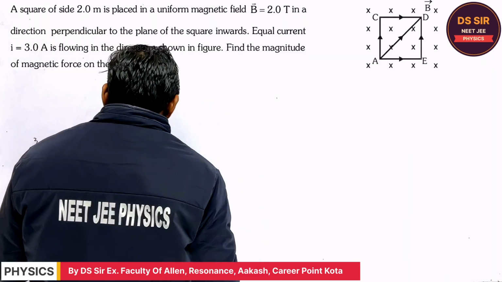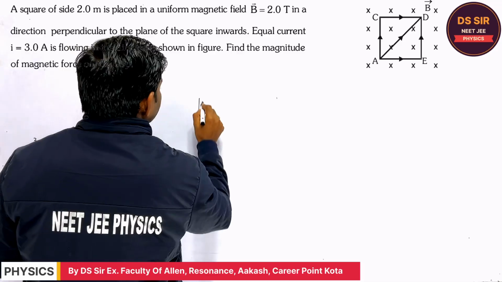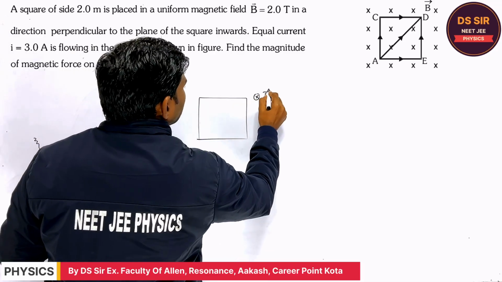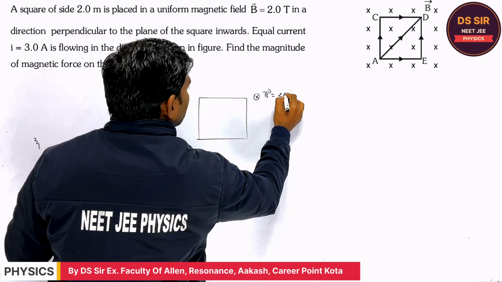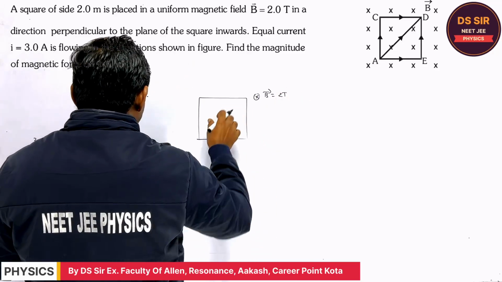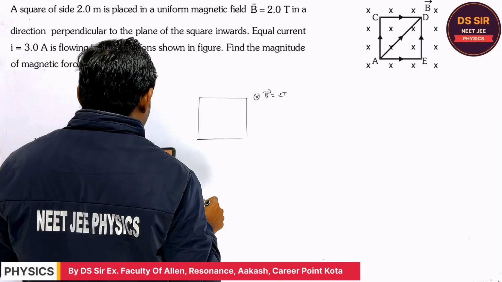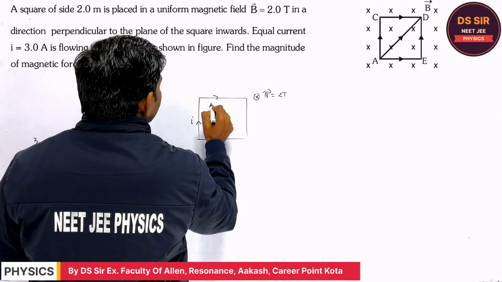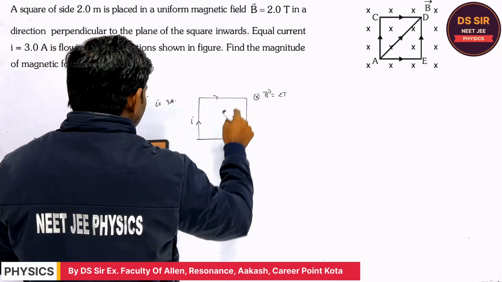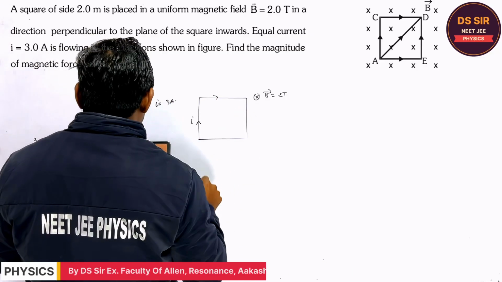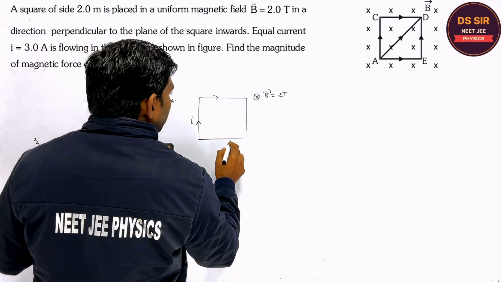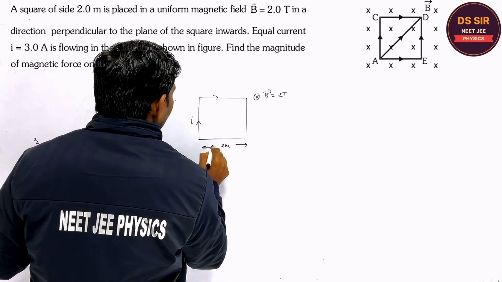Copy this. Read this question. In this question, a square of side 2 meter is placed in a perpendicular magnetic field, and the B value is 2 Tesla, in a direction perpendicular to the square, inward. The current I value is 3 ampere, flowing in the direction as in the figure. Find the magnitude of the force on the loop. Right, what is the side of the loop? It is 2 meter. Is it clear or not, you tell?